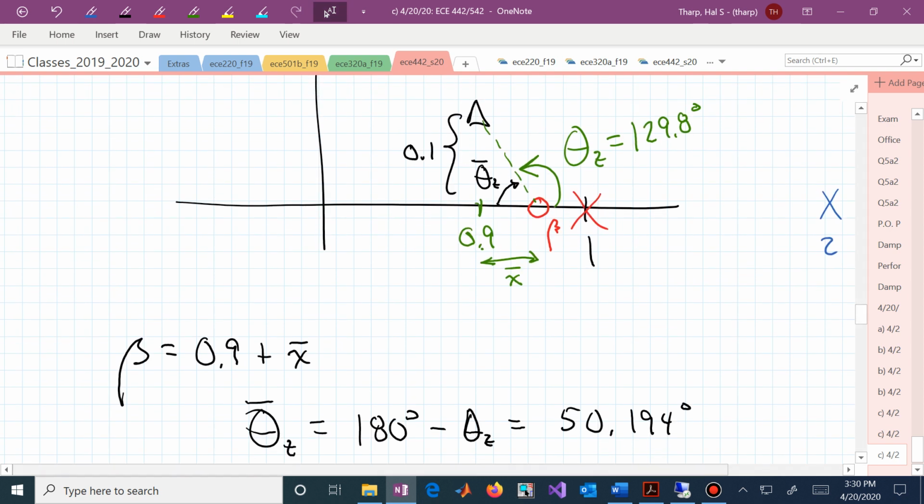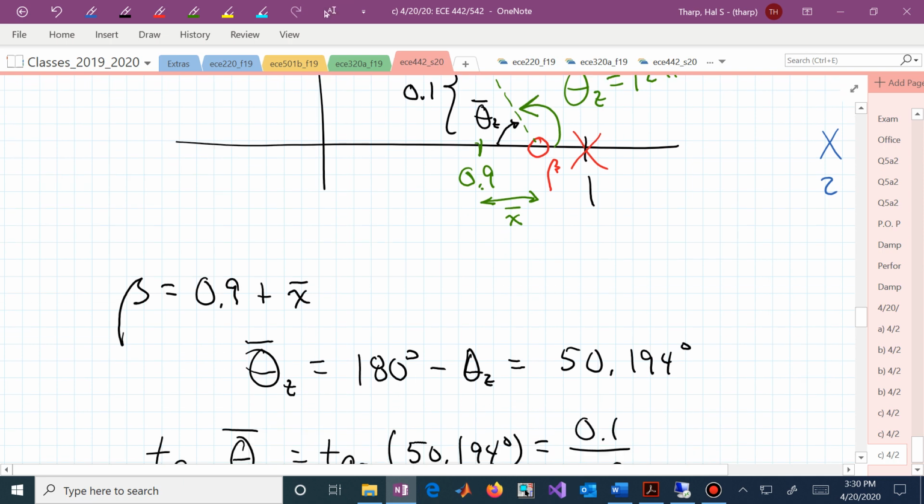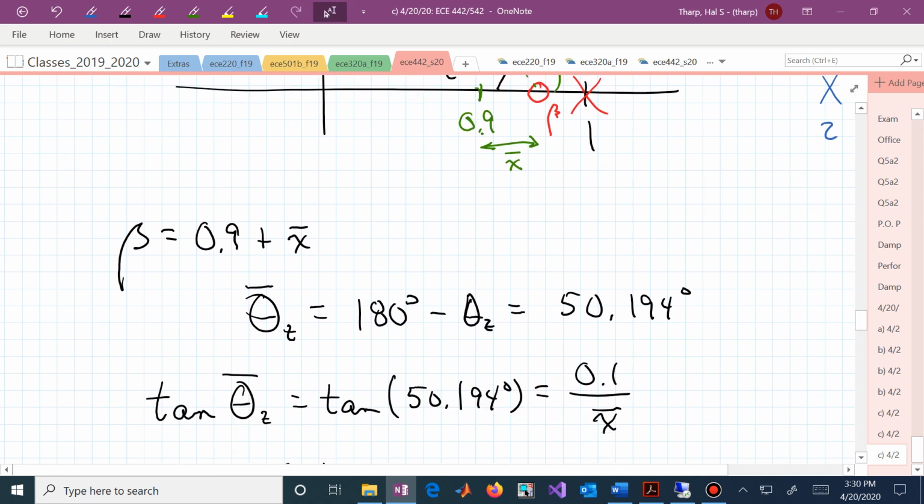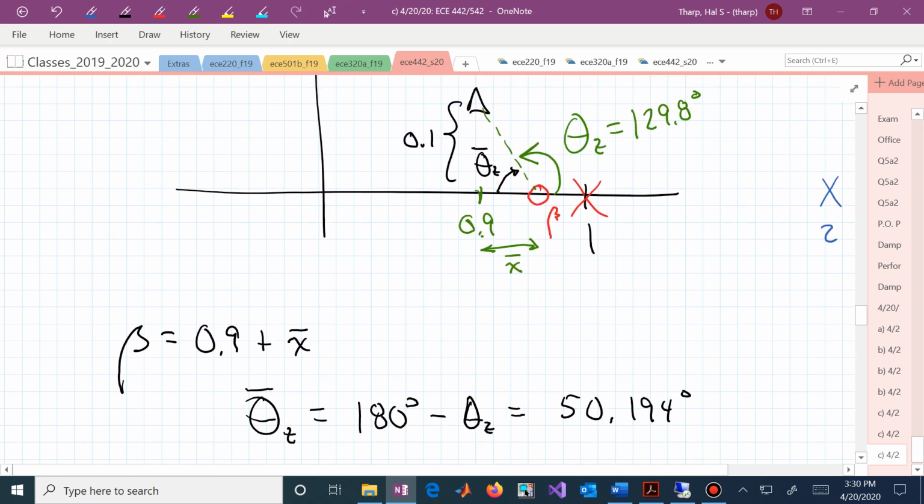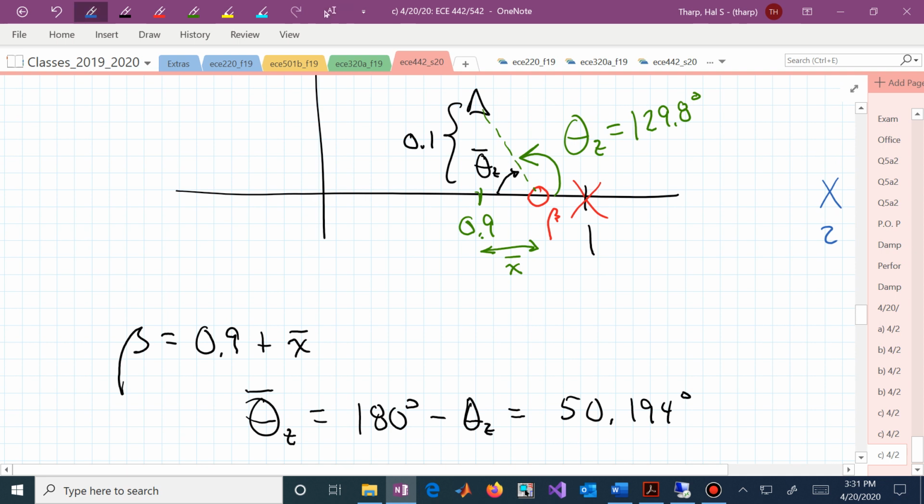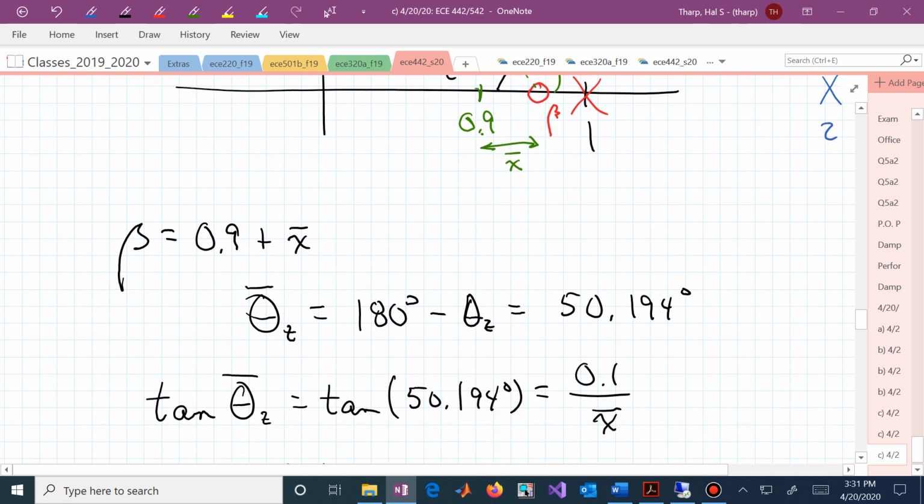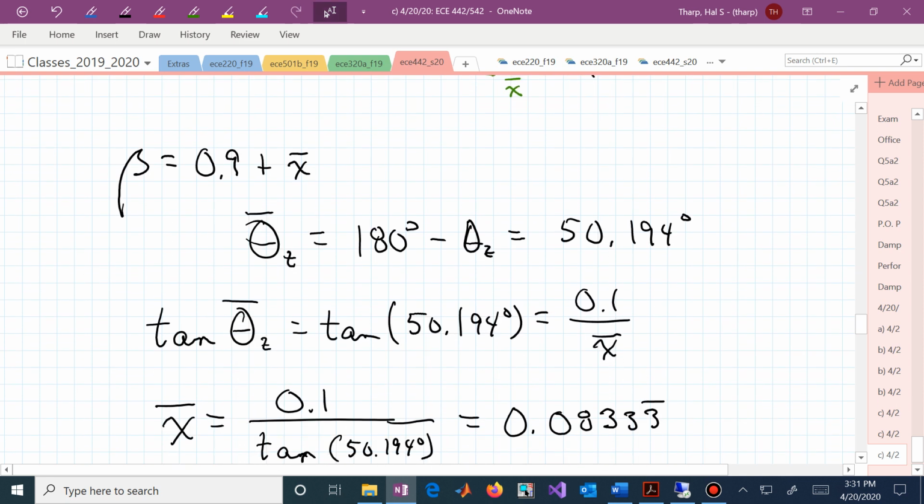Theta sub z bar is the supplementary angle to theta sub z. So we now have 180 minus 129.8, or 180 minus 130, is basically 50 degrees. So now we have 50 degrees as this acute angle, and we can use that with our trig knowledge. We know the vertical height. We just need to find x bar, and we can do that through the tangent.